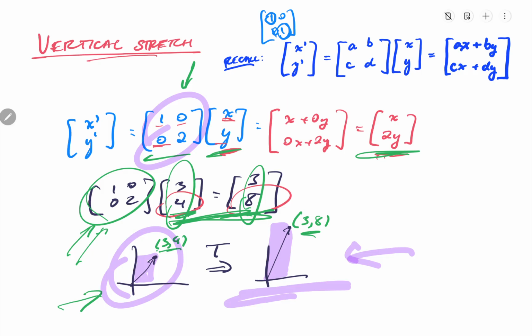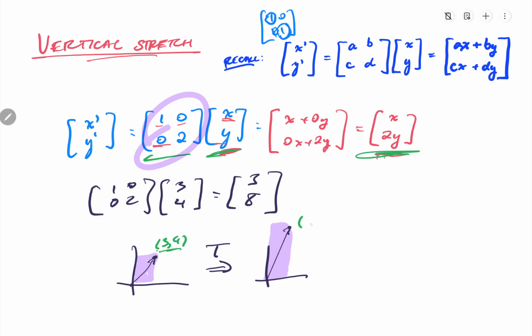So I'm going to clean this up before I move on. And once again, if we take the determinant of our transformation matrix, we get 2. Sorry, let me get my pen back out again. So the area has doubled because our determinant was 2.